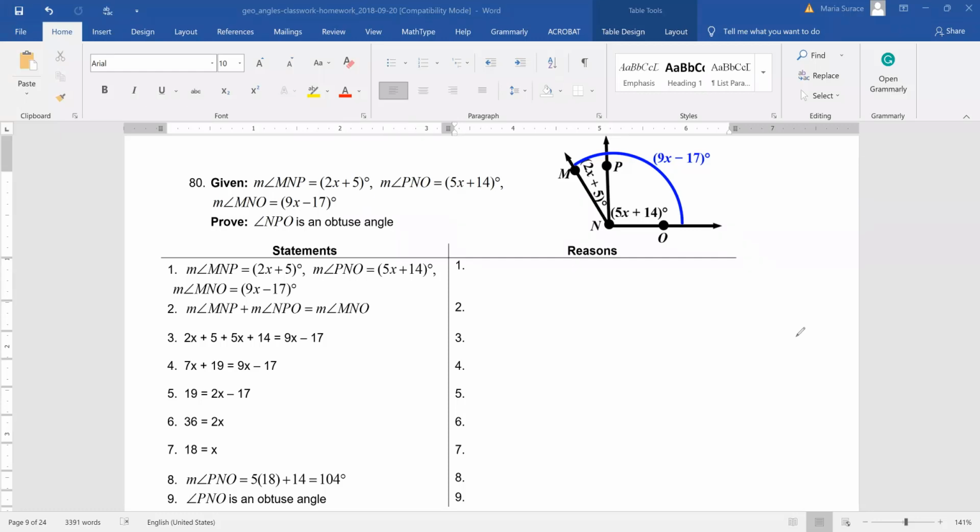We have been given several pieces of givens. We have been first told angle MNP is equal to 2x plus 5. Angle PNO right here is 5x plus 14. And the entire thing, MNO, is 9x minus 17. So our first step indicates all our givens, which we'll put a big G there because they are givens.